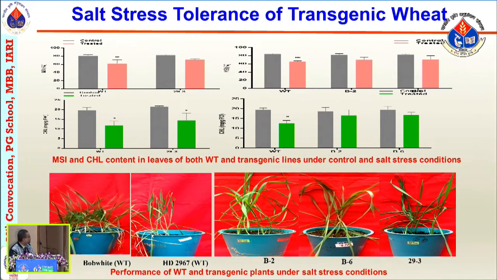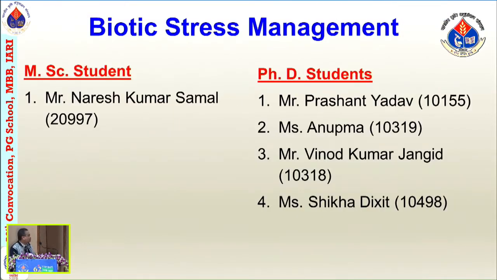It was observed that the overall physiological state of the wheat transgenic lines expressing the gene is better, as evidenced by the overall physiological growth and also a higher level of membrane stability index and chlorophyll content. One MSc student and 4 PhD students' thesis work were aimed at improving biotic stress management of the crop.